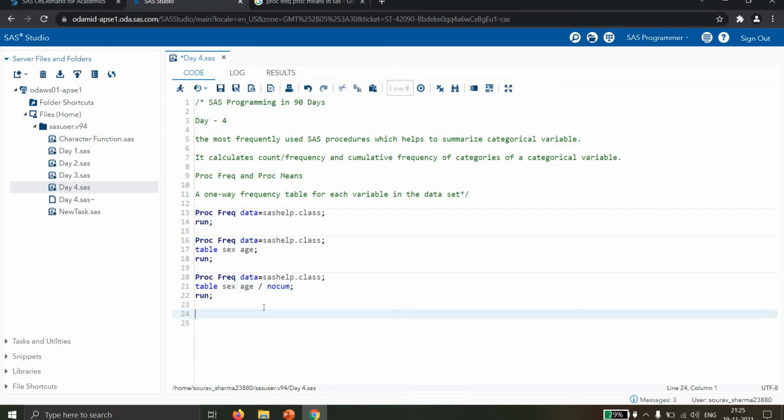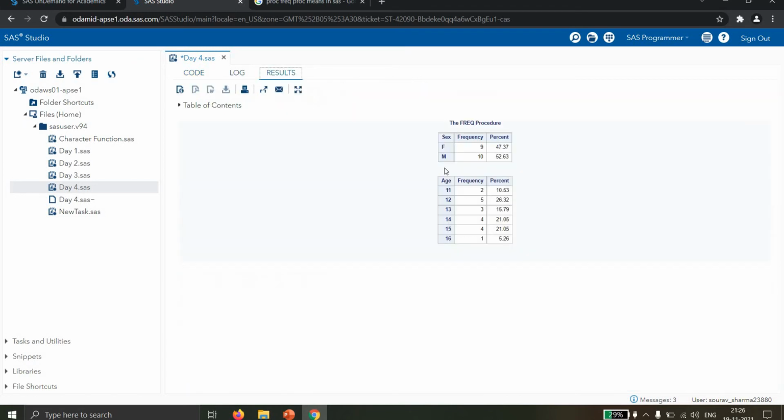Next we will see another example. This is called the one-way frequency. Basically it is called one-way because when I execute this, it gives the frequency of age in a different way.